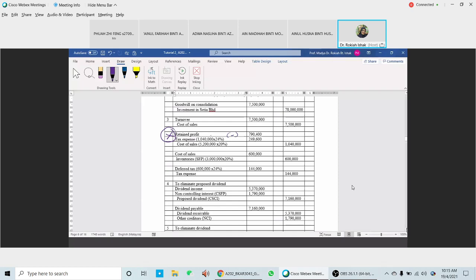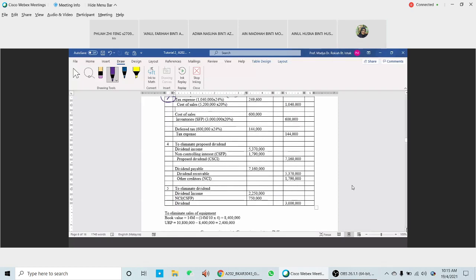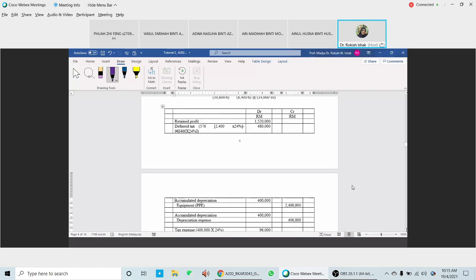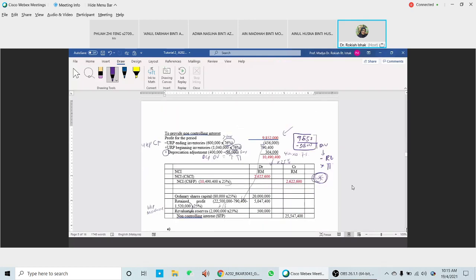Is it okay, Nara? Okay, so that's why we need to minus that amount. Because the RE was debit, and then 1520 here is for the URP for the machines. So you're going to have here 5047 400, revaluation reserve 200 500 because 2 million times 25, and then the NCIs that we have here is 25 547 400.